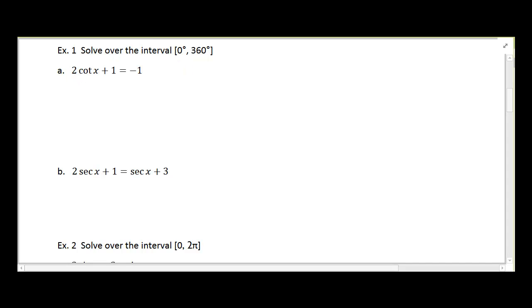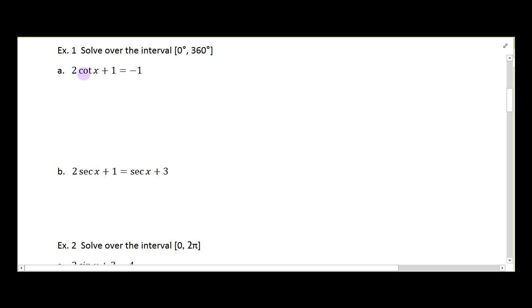So this first example says that I want to solve the equation 2 cotangent x plus 1 is negative 1. Now, cotangent x is the term or the variable that I'm trying to isolate. In order to get that by itself, we use our algebra properties, which say I'm going to subtract 1 from both sides. That gives me 2 cotangent x is negative 2. Again, I'm trying to get cotangent x by itself, so I'm going to divide both sides now by 2. And I find out that cotangent of x is negative 1.